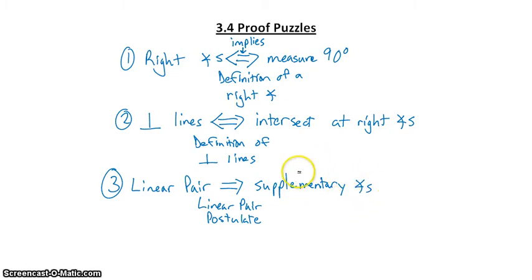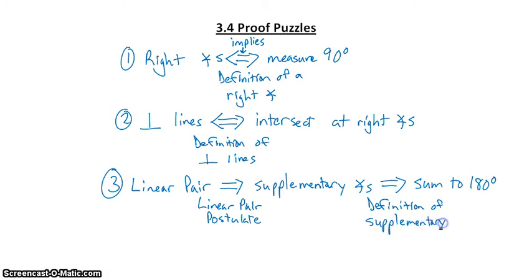What does it mean to have supplementary angles? Well, that means that we have the two angles that sum to 180 degrees. How do we know that? That's the definition of supplementary angles. Can we switch around the order? Well, if I have two angles that sum to 180 degrees, can I conclude that those two angles are supplementary? Yeah. Definitions are always two-way streets.